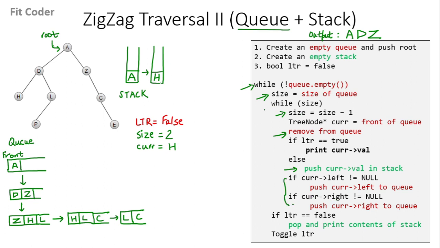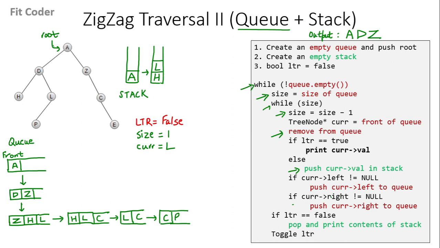Then we again check while size. So size is 2. We decrement the size. So size becomes 1. We initialize current with the front of Q, which is L. Then we remove from Q. We check the value of LTR. LTR is false. So we come in the else part and we push current in the stack. So we push L. And then we check left of L. So left of L is P. We push P in the Q.